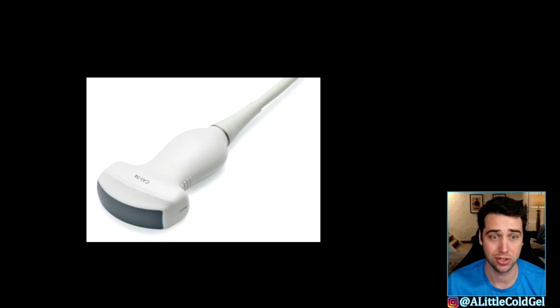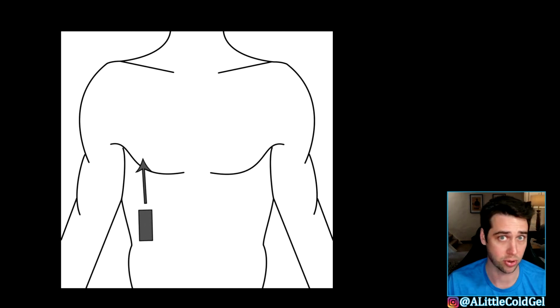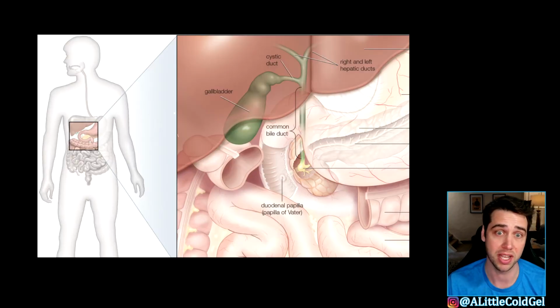So first things first, you're going to be using the curvilinear probe for this exam. You're going to start out by putting the indicator towards the patient's head, and you're going to go just below the xiphoid process, and you're going to do something called the costal sweep. So that's basically where you sweep the probe down the costal margin, just the inferior rib margin, to the patient's right side. The reason we're doing that is because we want to look along the margin of the liver right here until we encounter the gallbladder.